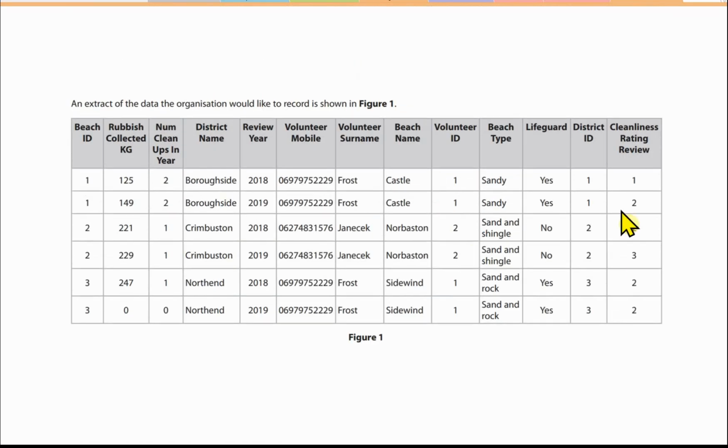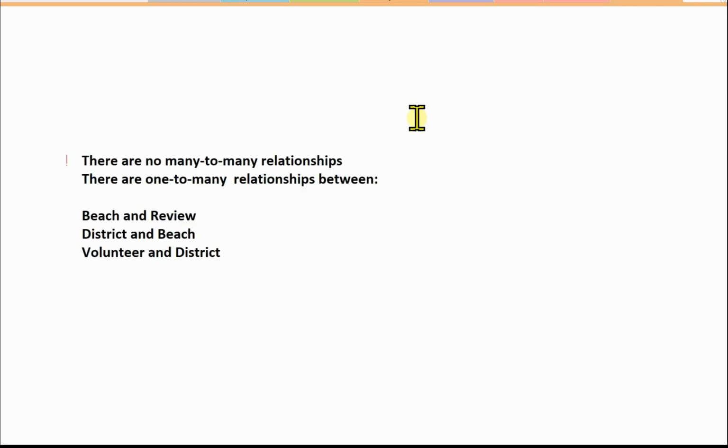So for District 1, we've got just volunteer 1. But for District 2, we've got volunteer 2. Think now about the relationships. There's no actual many-to-many relationships in this database, but there are one-to-many relationships. A beach can have many reviews, a district can have many beaches, and a volunteer can volunteer on many districts.